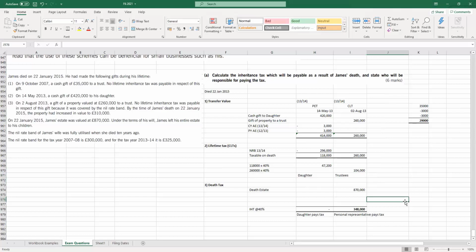Okay. Any questions? I just got confused with the nil rate band of the property. Exactly. On death, the nil rate band is used cumulatively, so it would have been fully used up. And the lifetime tax is there to see if we need to make a deduction or not. Good stuff. Okay. Let's go back to my screen, please.